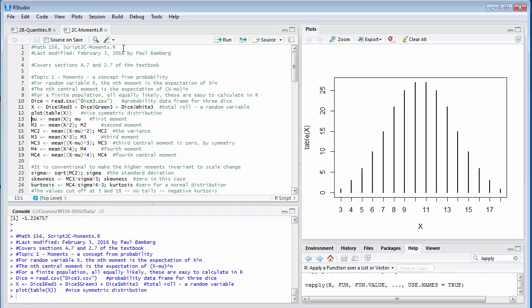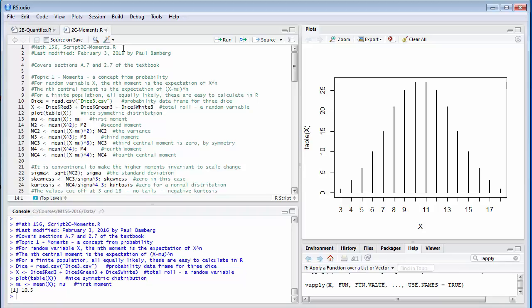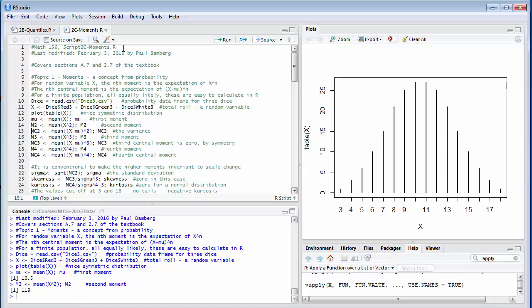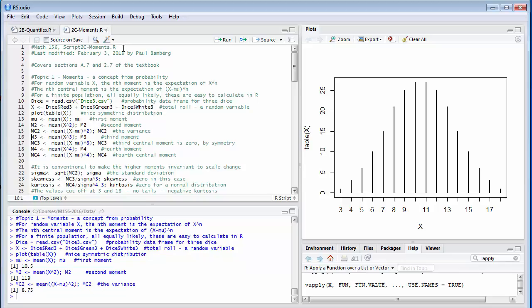If I had a little more real estate to spare, 10, 12, and so on would show in the labels, but I want to reserve the space for my script. To get the first moment, I ask for the mean of x. To get the second moment, I ask for the mean of x squared. That turns out to be 119. If I ask for the second central moment, I ask for the mean of (x minus mu) quantity squared. That's the variance, 8.75. I think you've seen that number before.